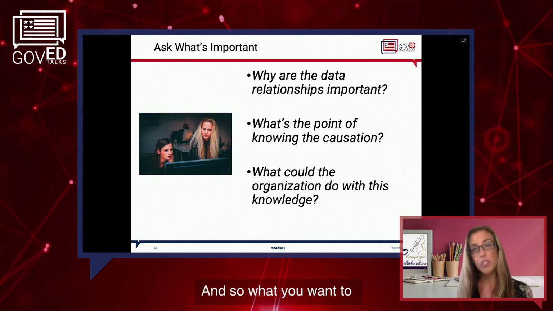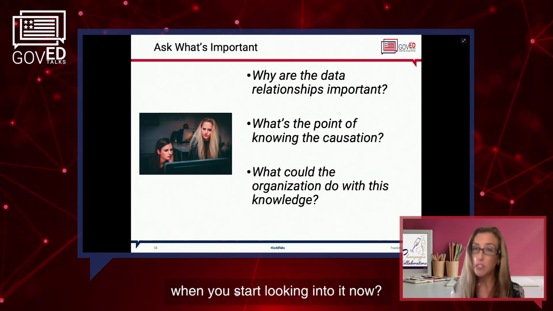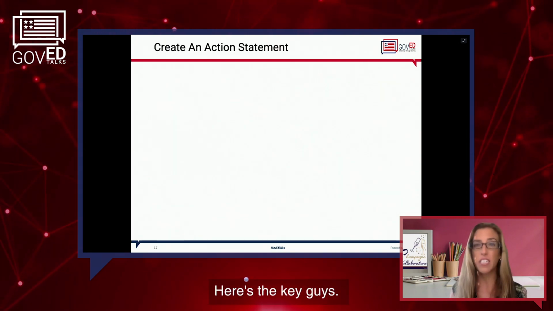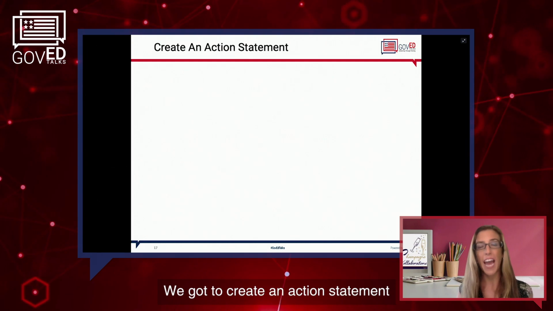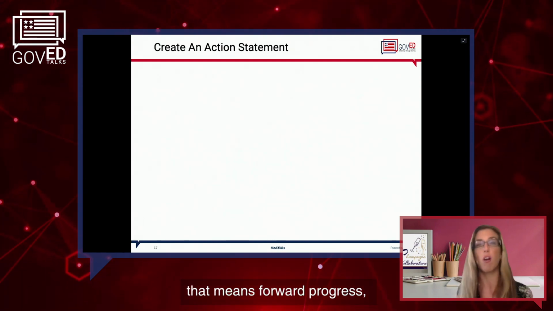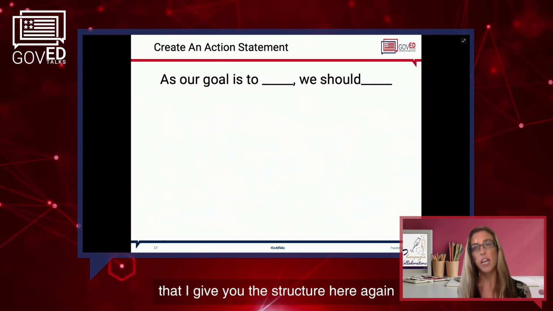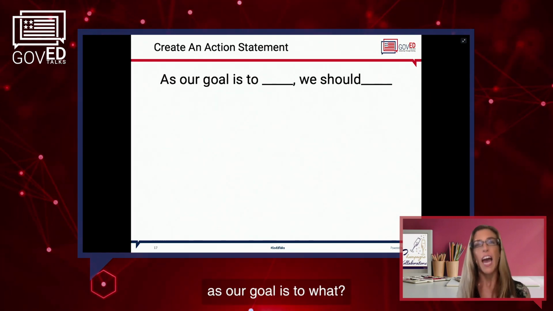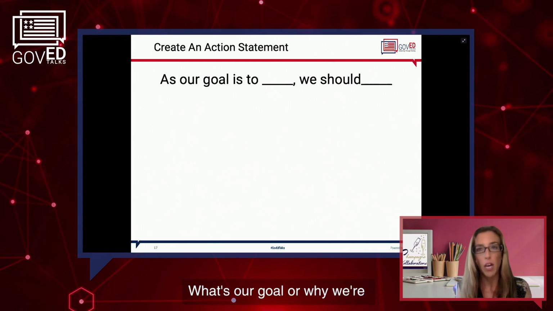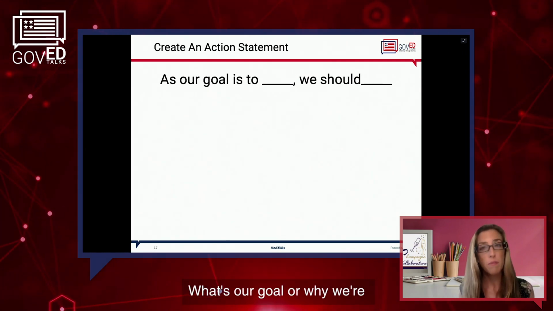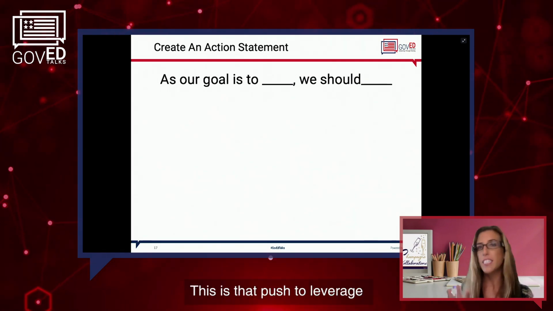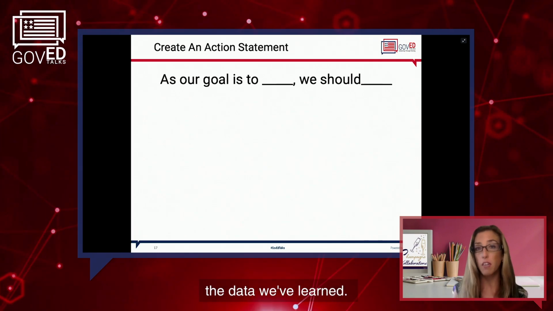And so what you want to come out of the data when you start looking into it, now here's the key, guys: we've got to create an action statement. That means forward progress, not just a good idea. What are we doing forward? I give you the structure here again: what's our goal, or why? Remember, what should we do? This is that push to leverage the data we've learned.